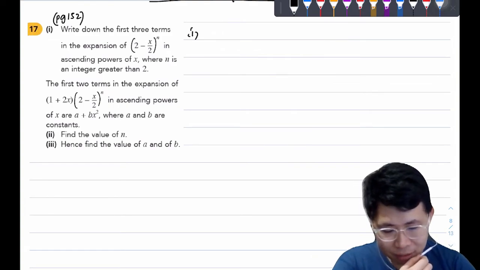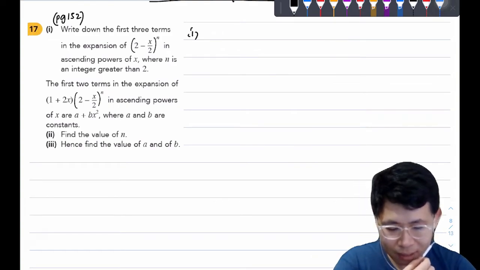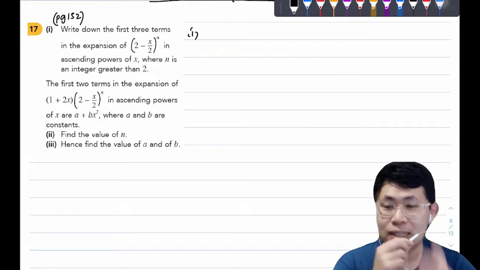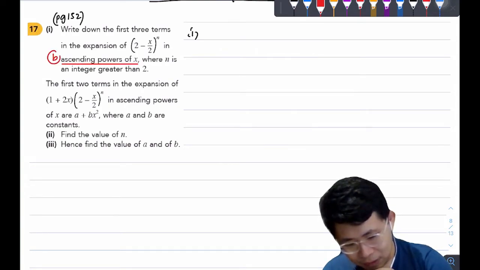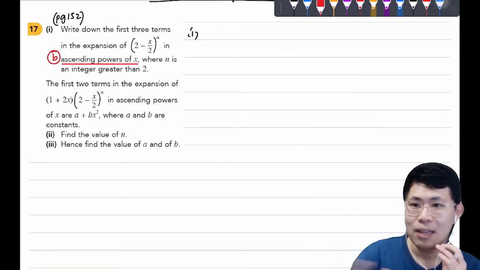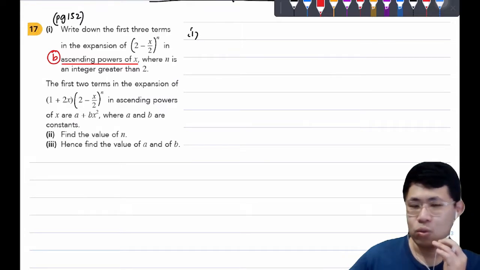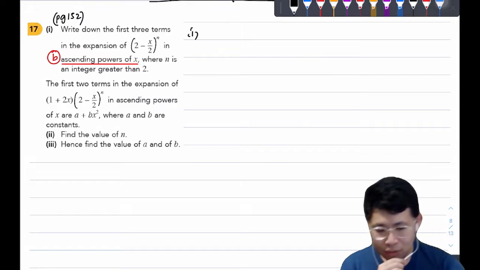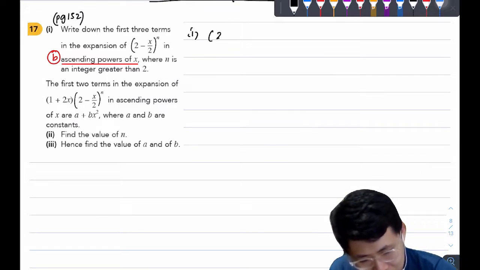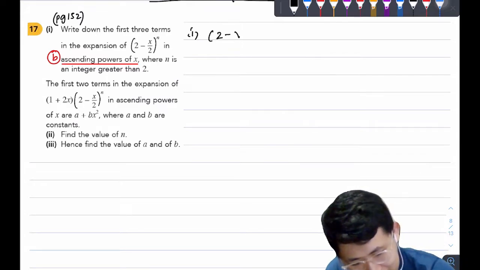Let's take a look at part 1: write down the first 3 terms of this expansion in ascending powers of x. Ascending powers of x means that the x term must be at b, and n is an integer greater than 2. So we need to find the first 3 terms. How do we find the first 3 terms? We just apply the formula directly.